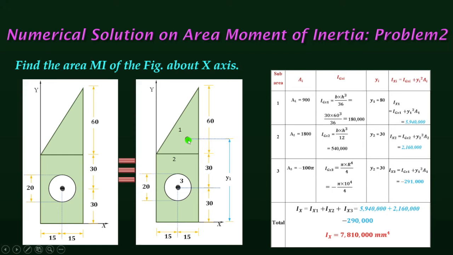What is the position of this centroid from the x-axis? From this base, we know it is at 1/3. Means from here to here, total height is 60. 1/3 of 60 means 20. So from here to here, it is 20. 20 plus this 60 means 80. So y1 equals 80. This is how we are calculating y1.